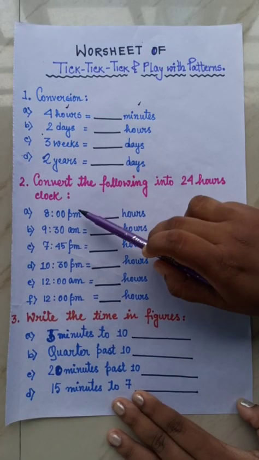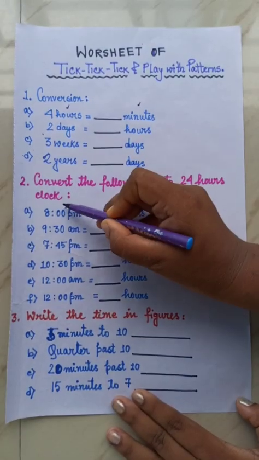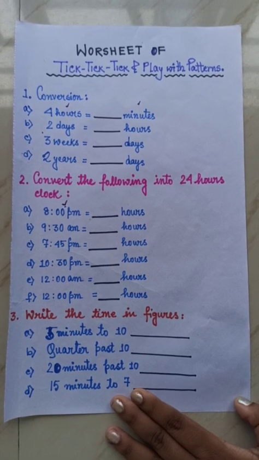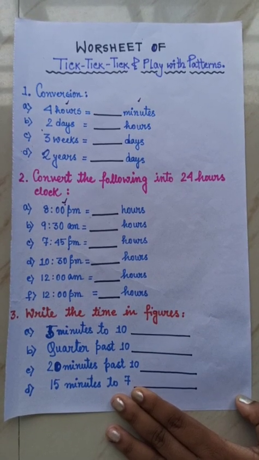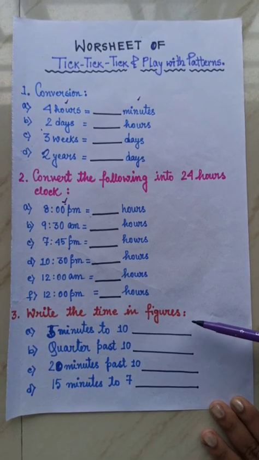Next is convert the following into 24 hours clock. All these times are given in 12 hours format, and you have to write them in 24 hours format. Okay, next we will come to sum number 3.